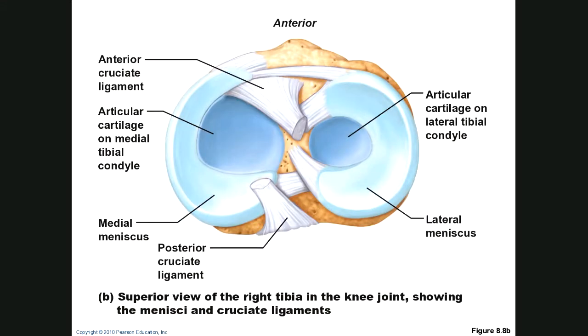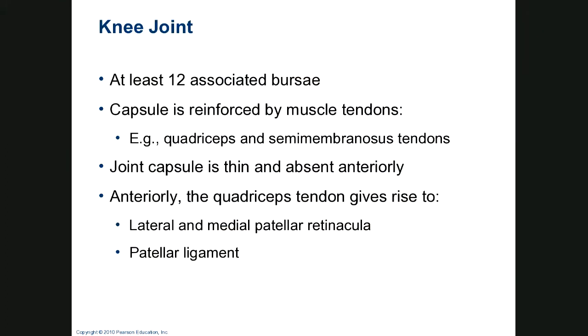Okay, they've removed the femur, and you can see this is anterior here. And these are the menisci. This is a meniscus here, meniscus here. And so one meniscus, 2 menisci. So we have the medial and lateral meniscus. And what they do is they pad and fill in and make that joint fit properly. Now here you see your posterior and anterior cruciate ligaments, and they prevent backwards to forwards movement. Also, there's at least 12 bursa.